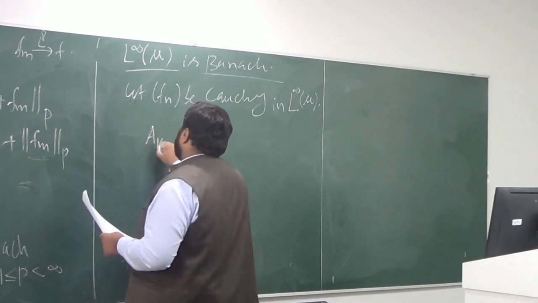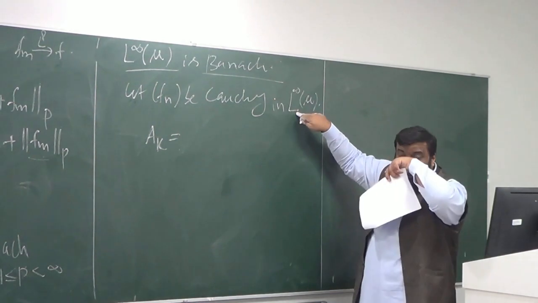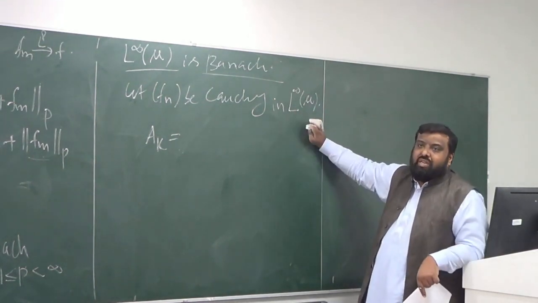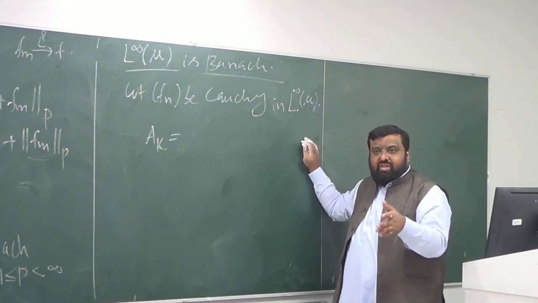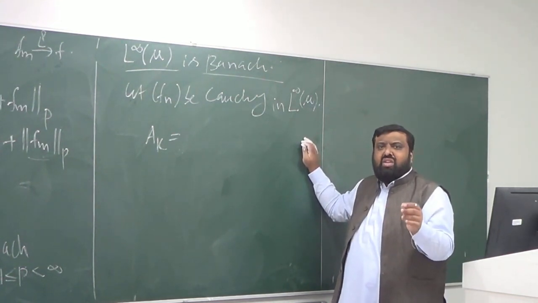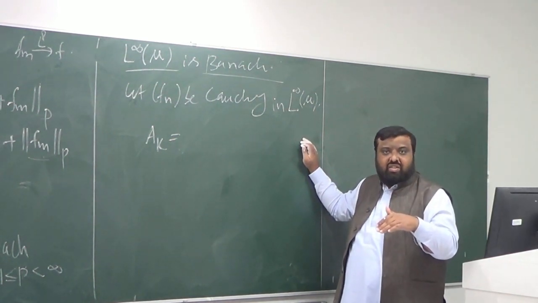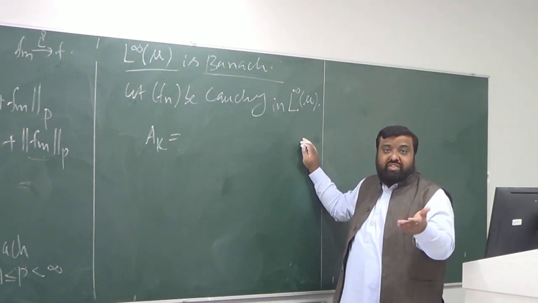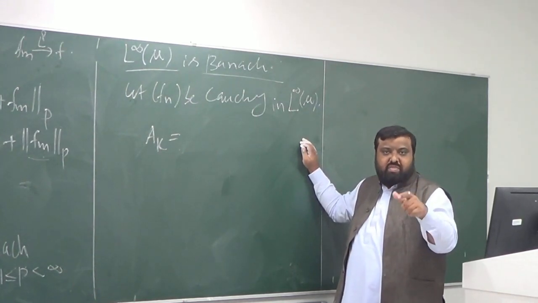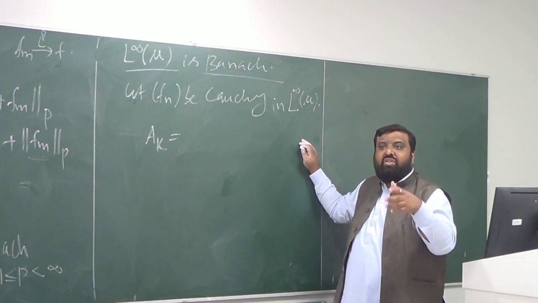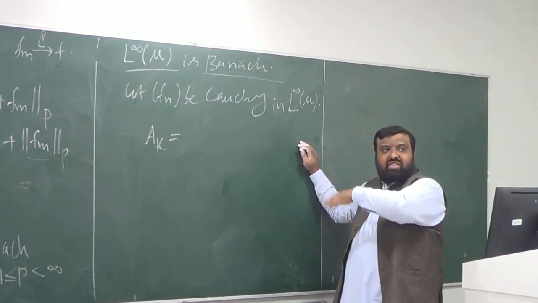Consider the set A_k. So if each of these Fn is in L infinity, then all of these are essentially bounded. In other words, they are bounded almost everywhere. That means for each Fn, there would be a set on which it is bounded, and there would be a set of measure 0 on which Fn is not bounded.